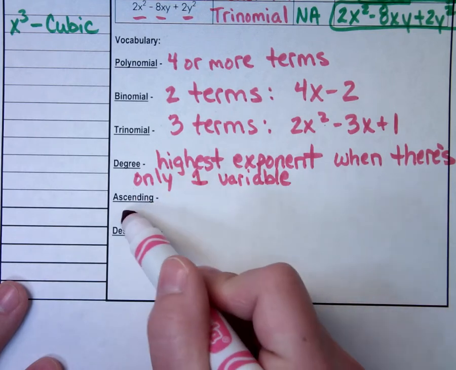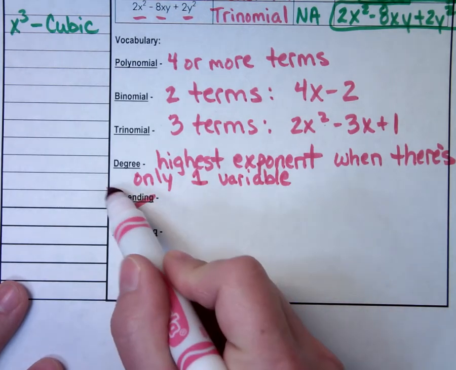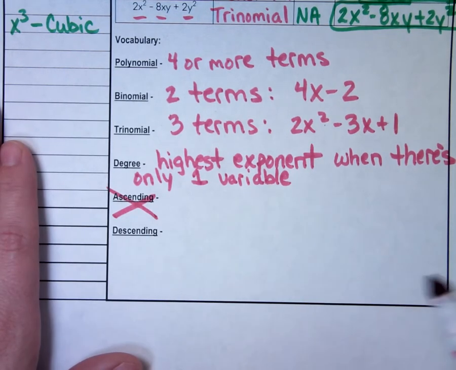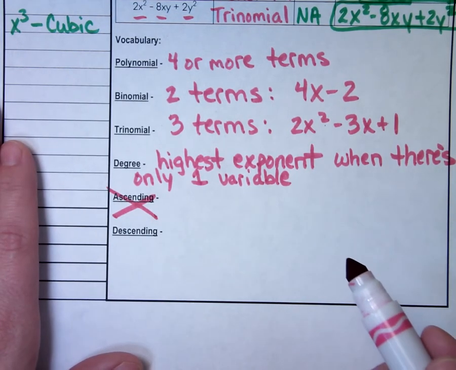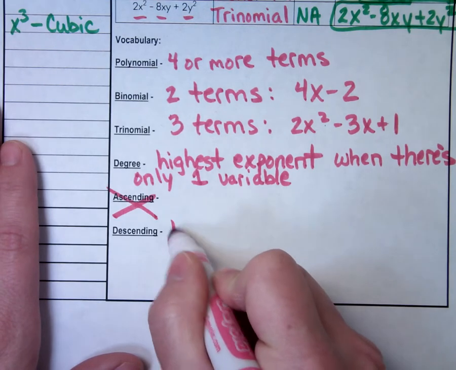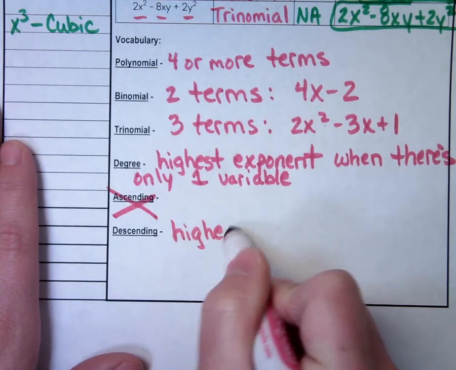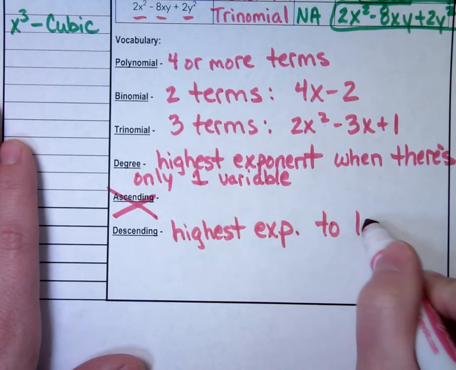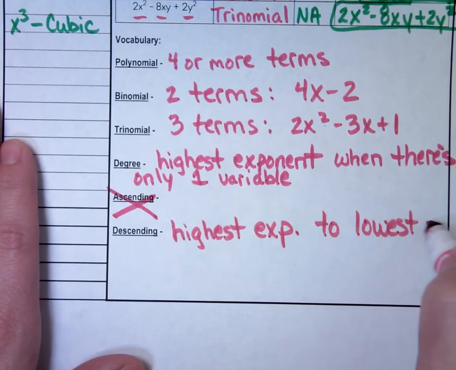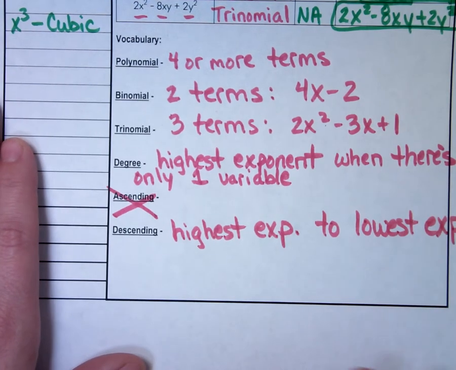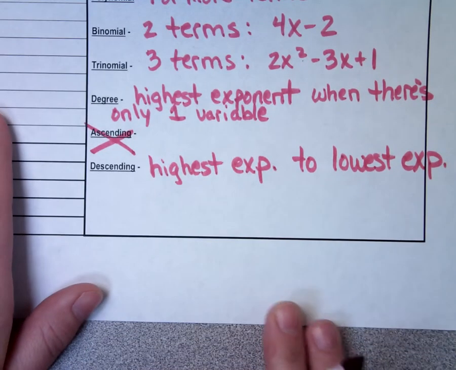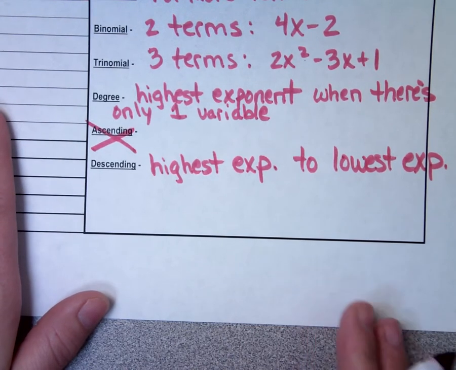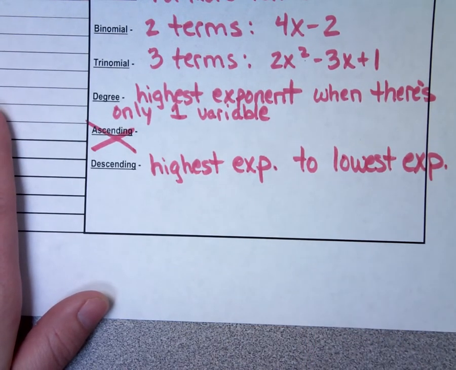Okay, I'm not going to worry about ascending because we typically never put our problems in ascending order, so I'm not even going to worry about that. Descending, that's how we typically want our answers. And this is highest exponent to lowest exponent. And I'm just going to write EXP for exponent. I'm sure you guys don't care if I abbreviate. So descending order is highest exponent to lowest exponent.